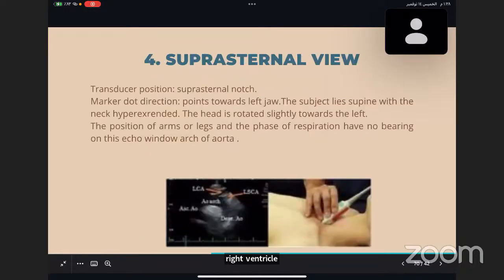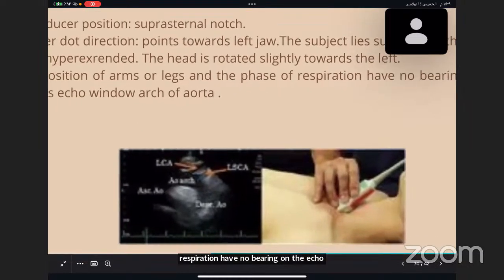Suprasternal view: transducer position at the suprasternal notch, marker direction pointing toward the left jaw, the subject lying supine with the neck hyperextended and the head rotated slightly toward the left. The position of the arms or legs and the phase of respiration have no bearing on the echo window for the aortic arch. We can see here on this picture.